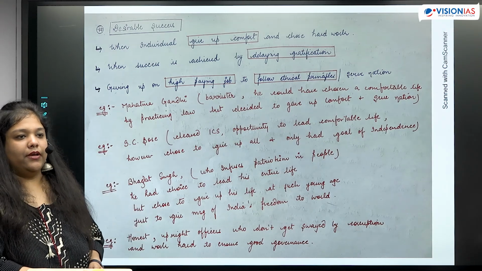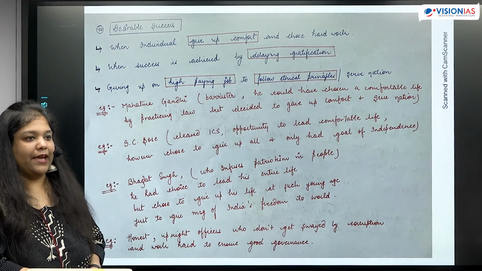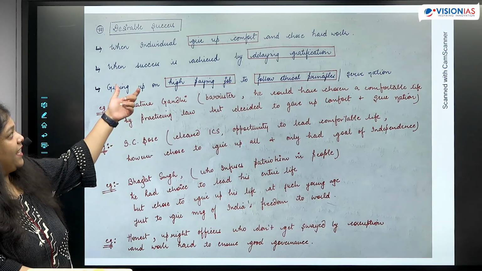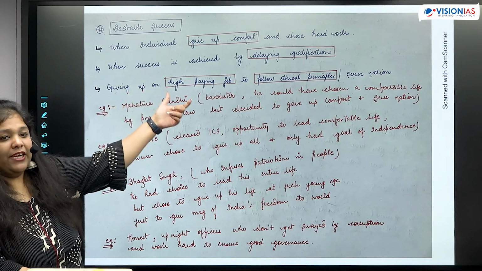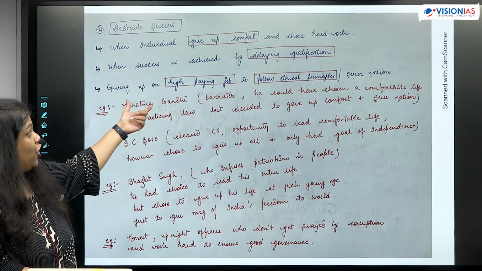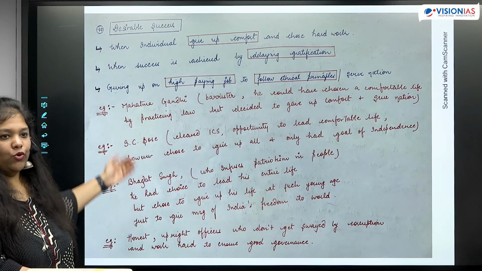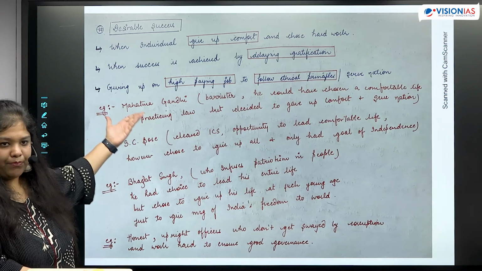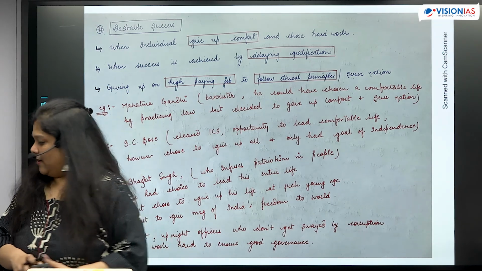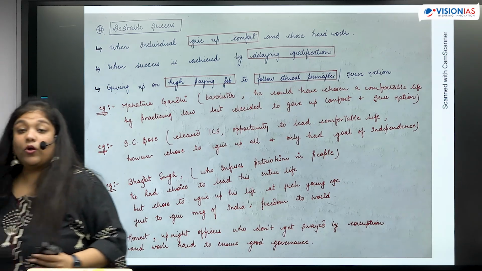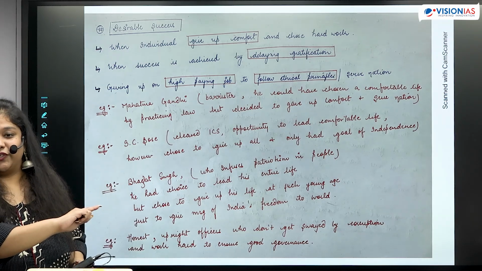Sometimes the trade-off is desirable. For example, you are trading off your comfort. You are delaying your gratification. You are leaving high-paying jobs for ethical principles, and you can give examples. I've given you the examples: Subhash Chandra Bose, Mahatma Gandhi, Bhagat Singh. You can give more examples, all the examples of honest, upright officers.